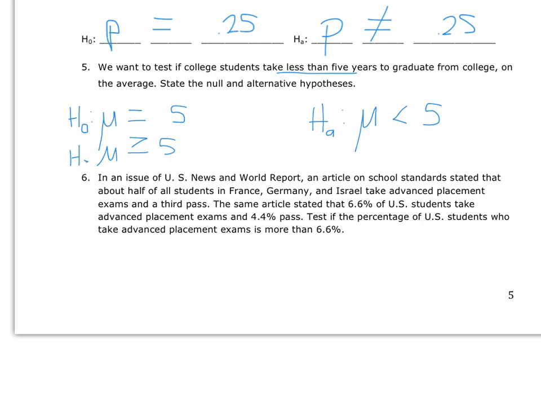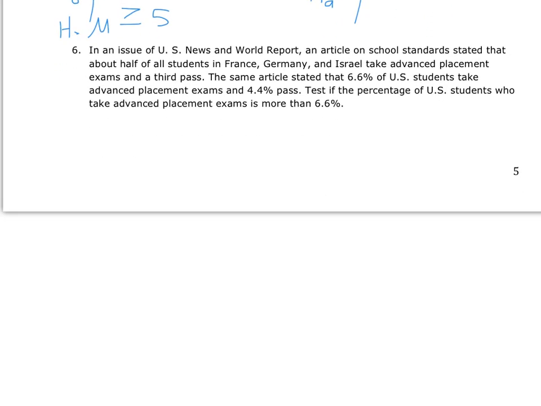All right, number 6. In an issue of U.S. News and World Report, an article on school standards stated that about half of all students in France, Germany, and Israel take advanced placement exams and a third pass. The same article stated that 66.6% of U.S. students take advanced placement exams and 4.4 pass. Test if the percentage of U.S. students who take advanced placement exams is more than 6.6%.